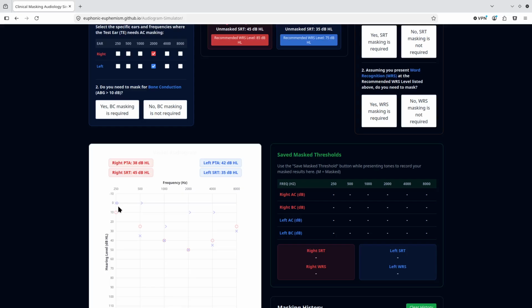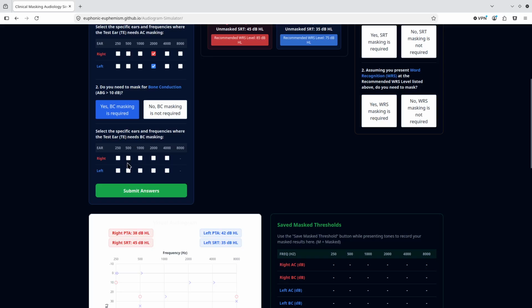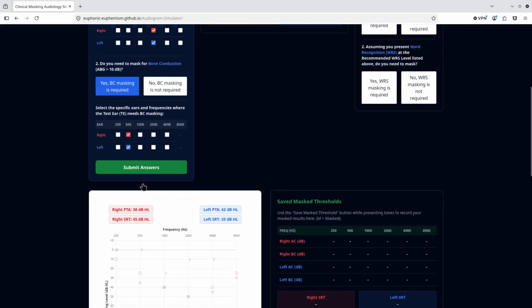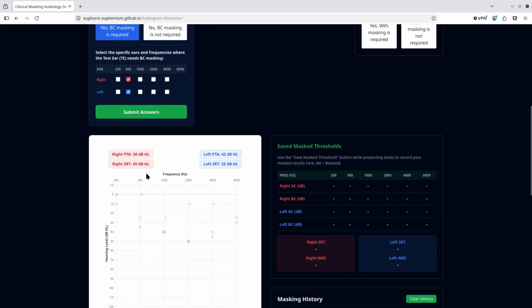250 hertz we're good. We need it at both ears at 500 hertz, so we'll mark it for 500 hertz at both ears. And then 1,000 hertz, we need it for both ears at 1,000 hertz as well, just barely, but we do need it for both ears at 1,000 hertz. 2,000 hertz, we need it for both ears as well, very obviously. And 4,000 hertz, very obviously, we need it in both ears as well.